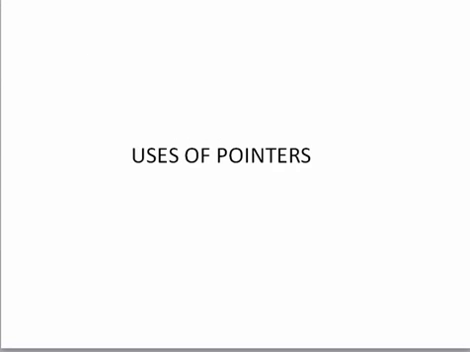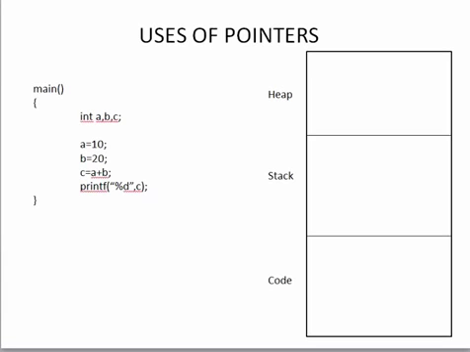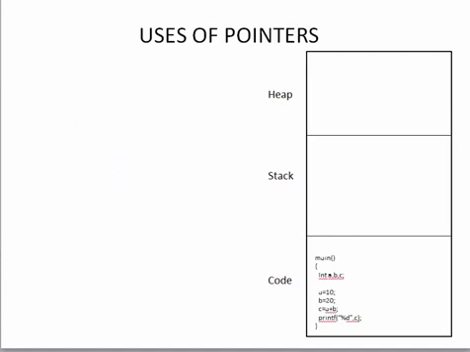For learning that, first let us understand how our program works. If we have a program and we want to run it, then the program must be loaded in the main memory. The main memory is divided into three sections: code, stack, and heap section. In this example, I have taken a program with some variables. If I want to run this, then the program is loaded in the main memory in the code section.